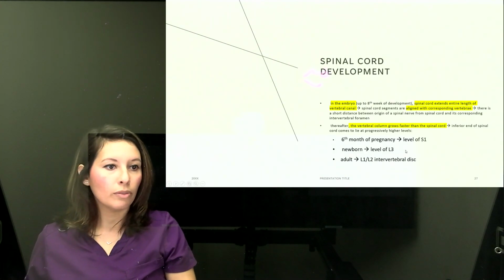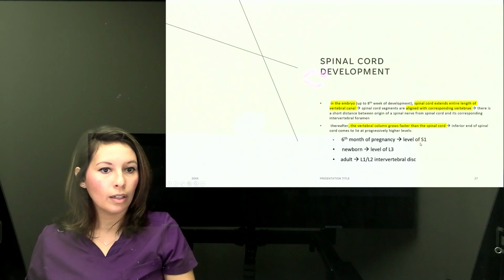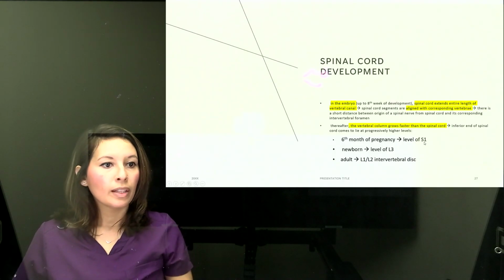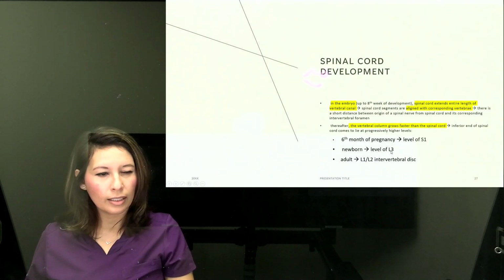So that's why if you look over here at 6 months of pregnancy, the spinal cord is ending at the level of S1. And then as a newborn, the spinal cord is ending at the level of L3.